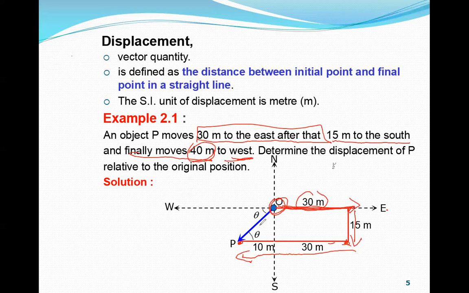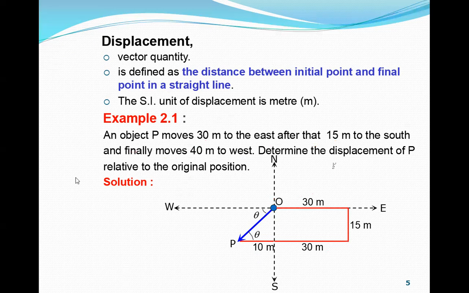Calculate the distance and displacement. I clear all these drawings and then the body starts moving from O toward P. How much is the total distance the body covered? We add all the distances: 30 plus 15 plus 30 plus 10. That is 85. Now they want to know about the displacement.